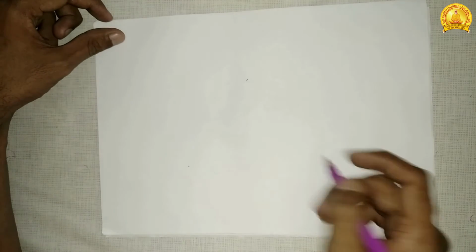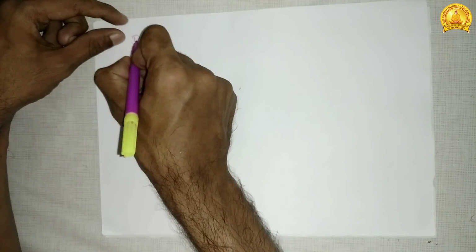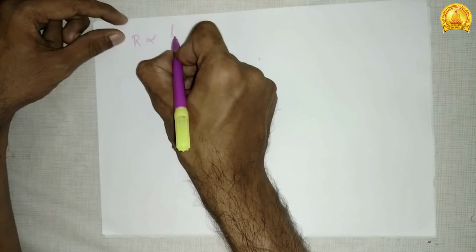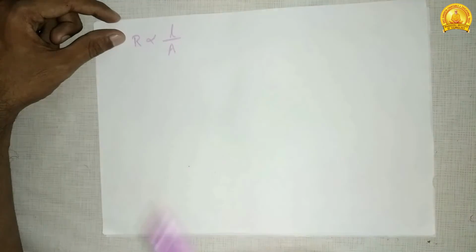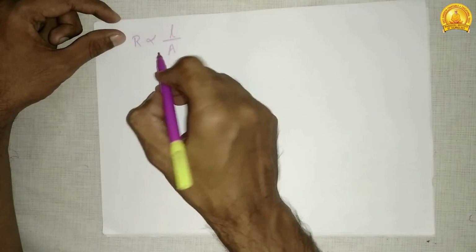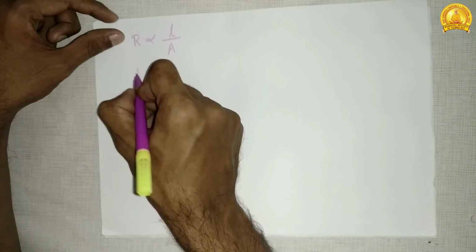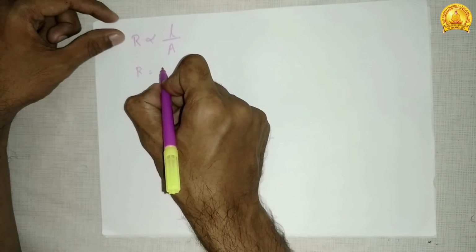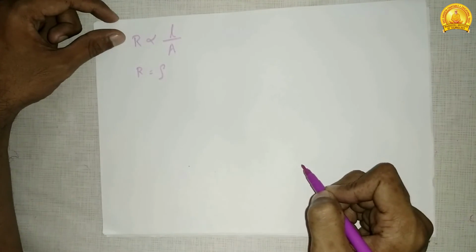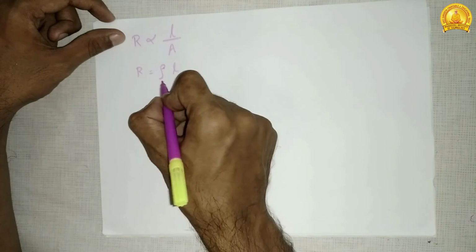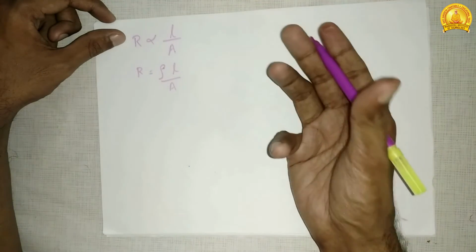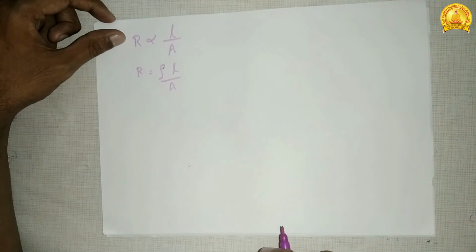Let's move on to the next topic, resistivity. We know resistance, from these laws we can write R proportional to L by A. L is the length of that conductor, A is the cross-sectional area of that conductor. So to change proportionality, we will multiply with a constant called resistivity or specific resistance, rho L by A. Rho is called resistivity or specific resistance.